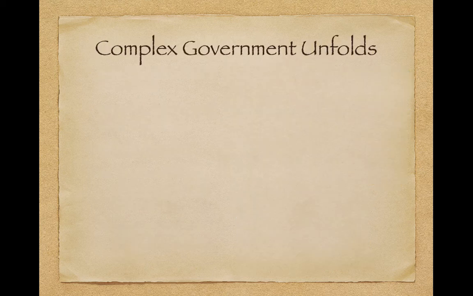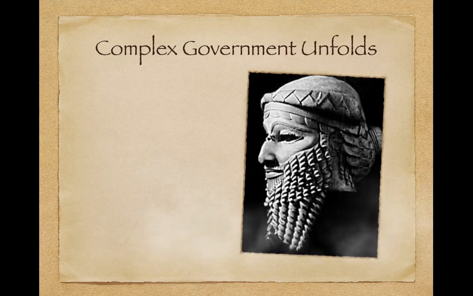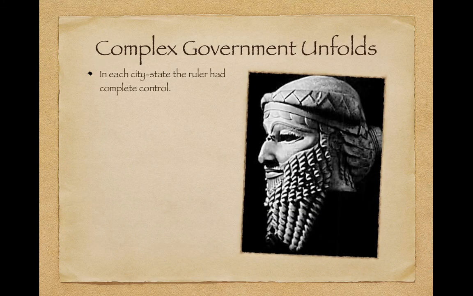So they do develop a complex government. They have very strong rulers, right? So in each city-state, the ruler had complete control, right? They were the emperor. They were the king, if you want to call them that. They made every decision. They were the ones who made the decisions for everyone. They listened to other people, right? And other people gave them advice, but they were always the ones who made the calls, made the shots.